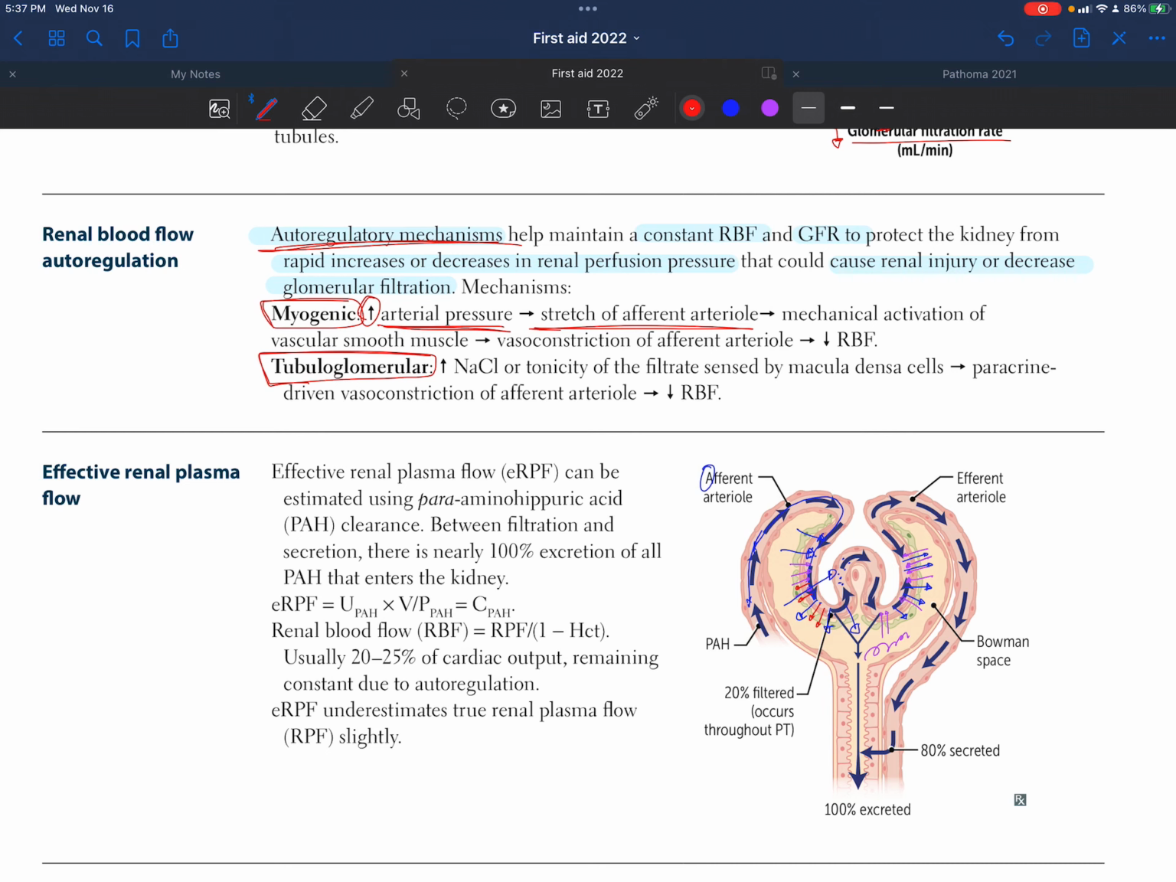So that stretch will lead to the mechanical activation of vascular smooth muscles. Now the vascular smooth muscles will work. They are going to vasoconstrict the afferent arteriole because they sense there is a high blood pressure. They need to lower it as much as they can, or they need to reduce the amount of blood that the kidneys are getting.